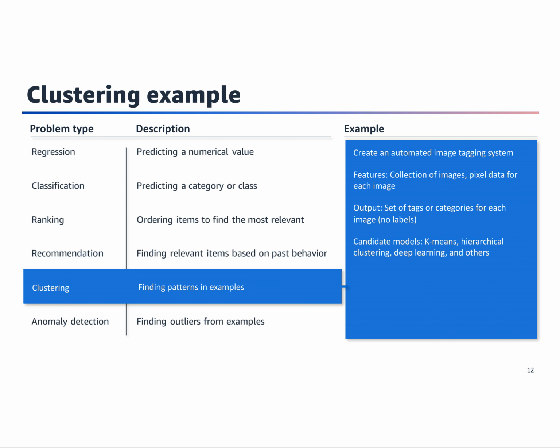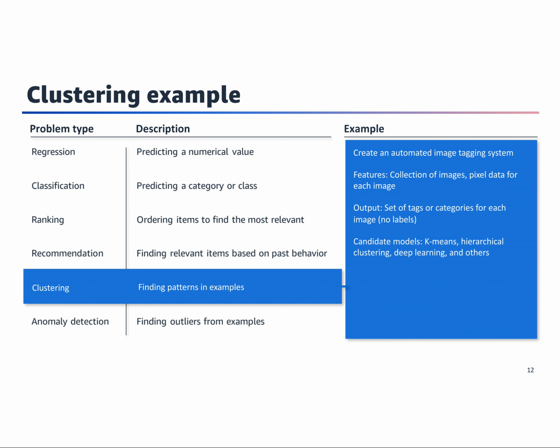In this clustering problem, the input is a collection of images and the pixel data for each image. The output is a set of tags or categories for each image. To solve this problem, you would need to train an ML model on a dataset where the input images and their corresponding tags are known. You could then use this trained model to predict the tags for a new collection of images.